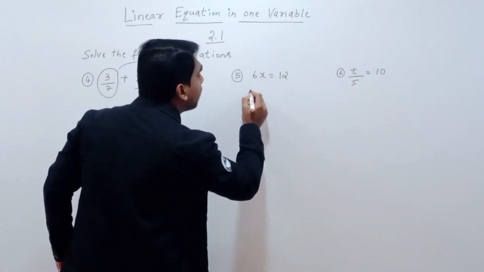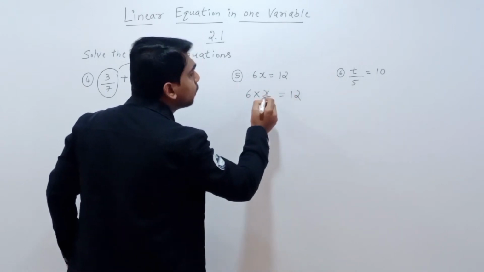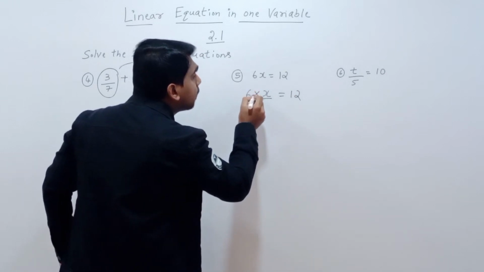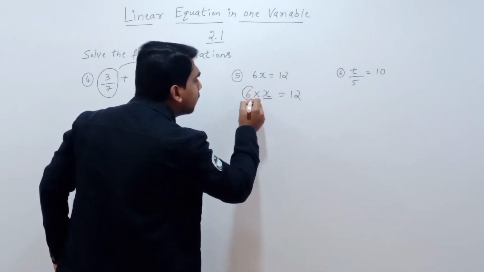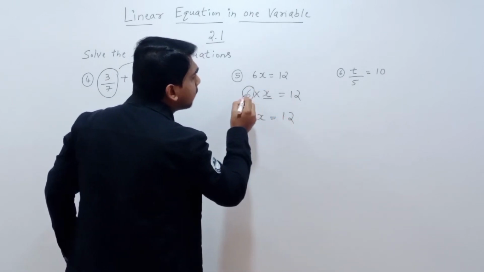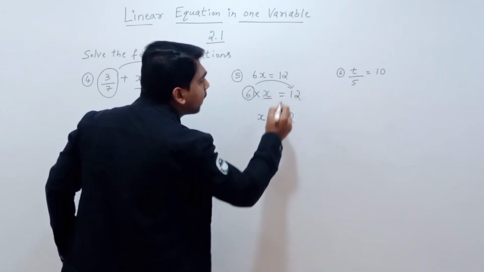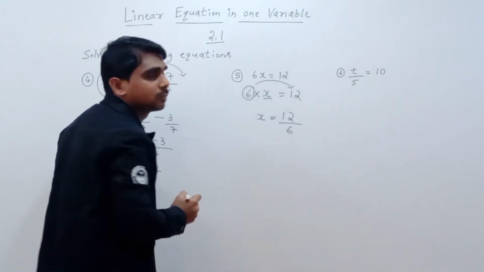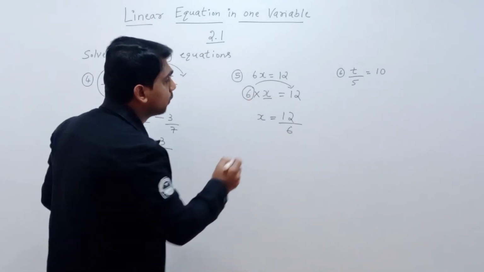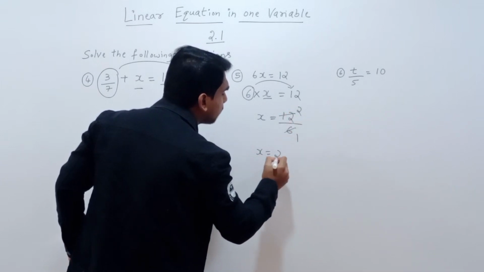Now we will move on to the fifth question. Here 6x, it means 6 into x is equal to 12. We have to find the x value. Here, since it is multiplied, we will move to the right side. But the thing is that since it is multiplied, if it goes to the right side, it will become division. Multiply will become division. Now, we will cancel. 6 ones are 6, 6 twos are 12. X value is 2.